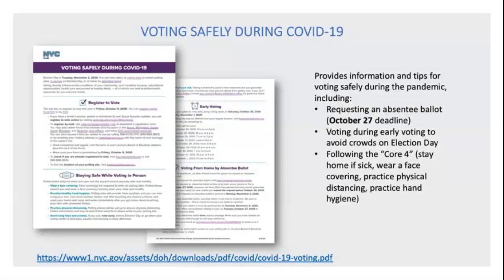Finally, we want to remind everyone that the election is coming up, and some of you have already voted. Please vote safely during COVID-19. We have a link on our website, which we can post into the chat, on how to vote safely during COVID-19. Among the suggestions, including requesting an absentee ballot, especially if you have one of those conditions that we talked about that predisposes you to a more severe course of COVID-19 if you are infected. And the deadline to request an absentee ballot is October 27th. Voting early. And of course, as always, follow the core 4. That means stay home if you're sick, wear a face covering, practice physical distancing, and of course, good hand hygiene.